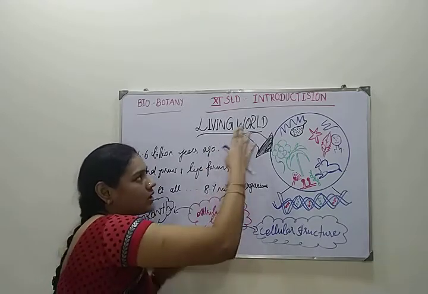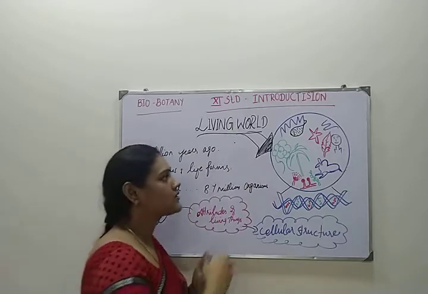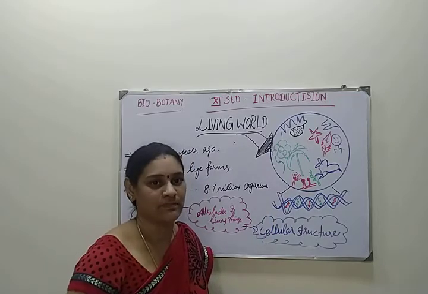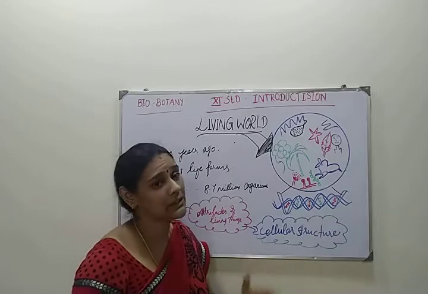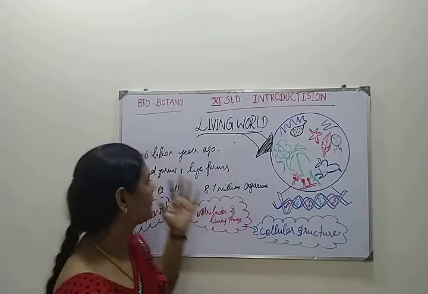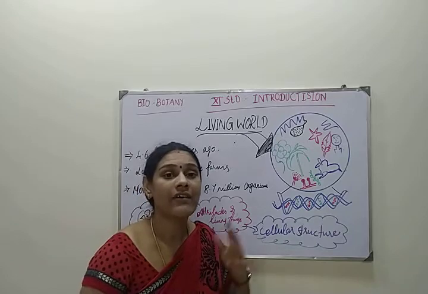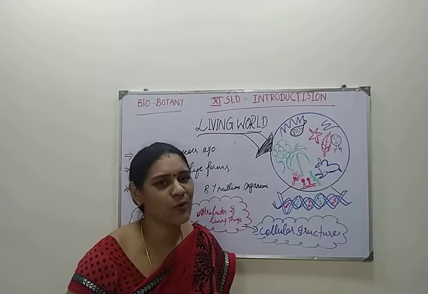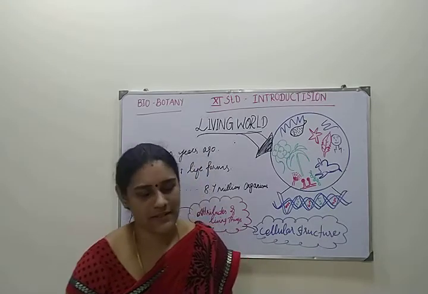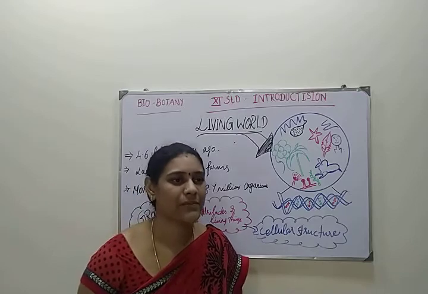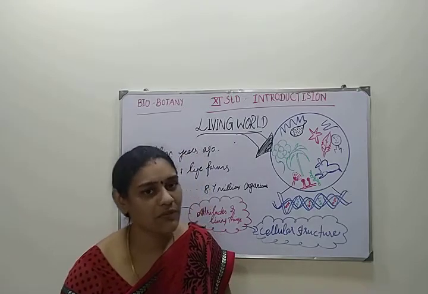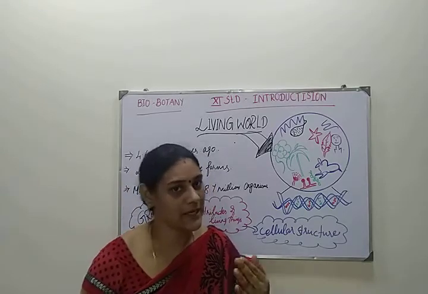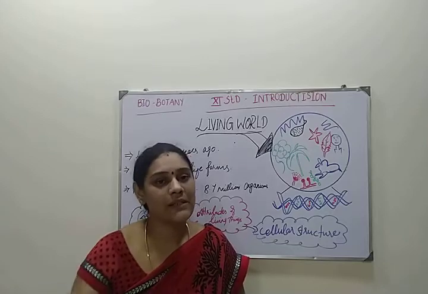We cannot say what the living world is in one single word, because our world is full of multiple complex structures, right? Multiple complex structures means our world consists of both landforms and life forms. That is, our world consists of living things and non-living things. You have studied in your lower classes, up to 10th standard, animals, plants, humans, right? You know the difference between the plants, the animals, and the humans. So these are all living things.